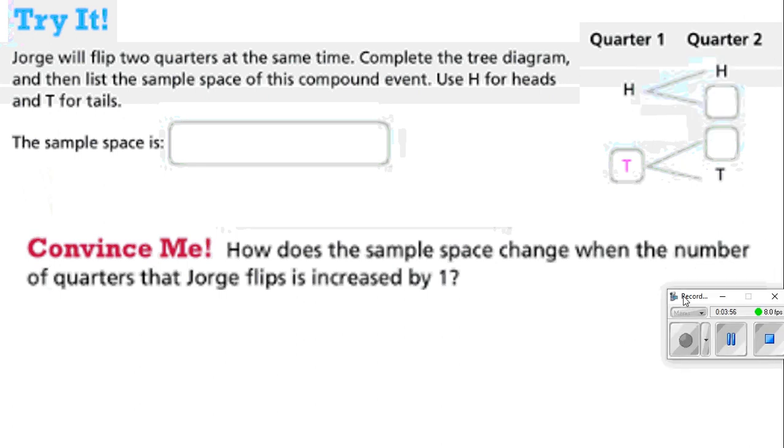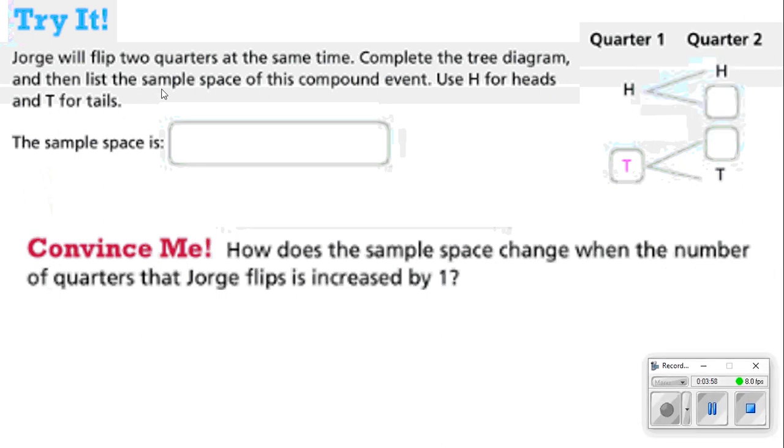Now we're over here with the triad. It says Jorge will flip 2 quarters at the same time. Complete the tree diagram and then list the sample space of this compound event. Use H for heads and T for tails.